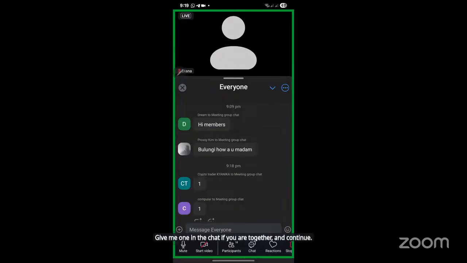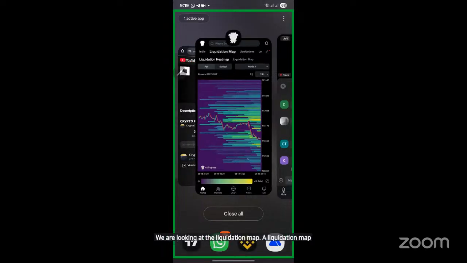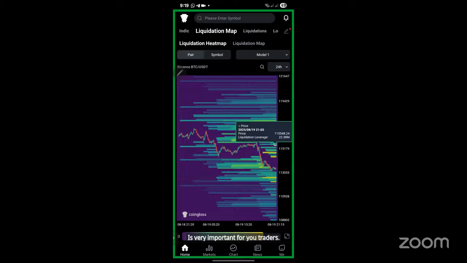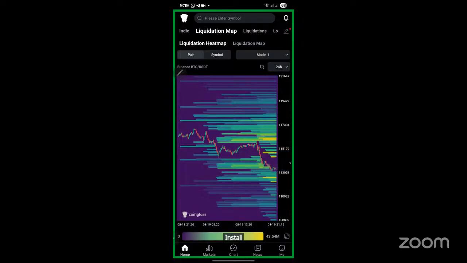We are looking at the liquidation map. This liquidation map here is very important for you traders. This application called CoinGlass, go to your Play Store and get it. Install it on your phone. And how can I use the liquidation map in my trading?